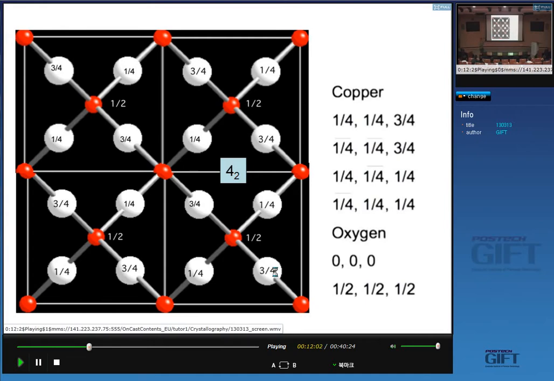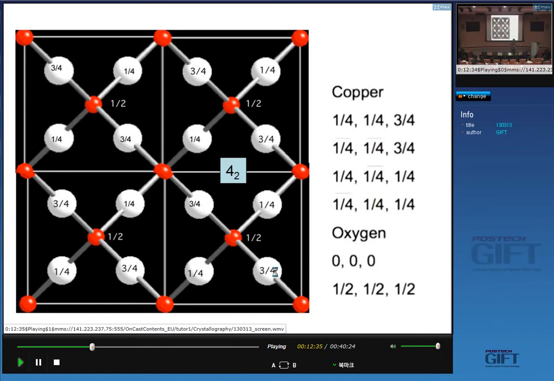Primitive, yeah? So this is primitive cubic, there's only lattice points at the corner and a complicated motif of 4 copper atoms per lattice point and 2 oxygen atoms per lattice point. The oxygen atoms are located in this case at 0, 0, 0 and 1/2, 1/2, 1/2, and the copper atoms at 1/4, 1/4, 1/4, and so on. Okay? So the motif consists of 6 atoms placed at each lattice point.